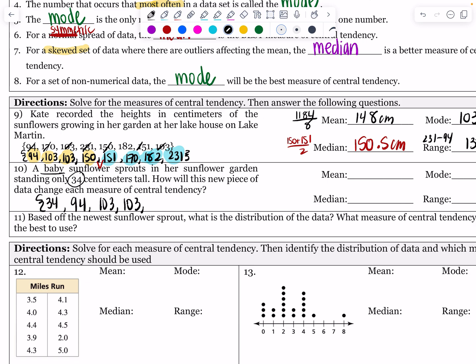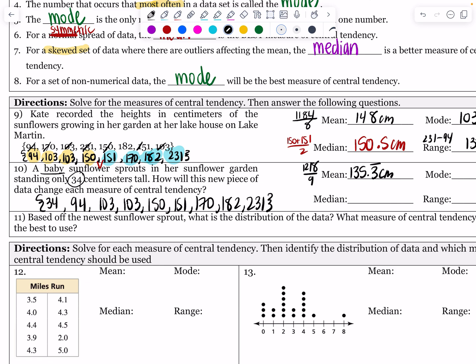So the previous 8 still exist, but one of them has had a baby: 182, 231. So now I have 9 pieces of data. So my difference is I'm going to be dividing by 9. And so that's going to be 1184, just to save some time, plus 34 is going to give me 1218. So 1218 divided by 9 is going to give me an average of 135.3 repeating centimeters.